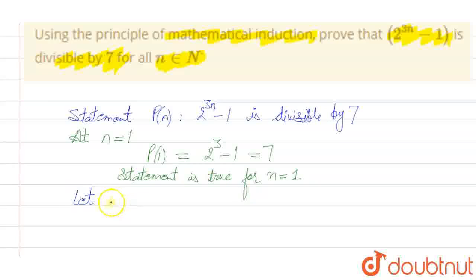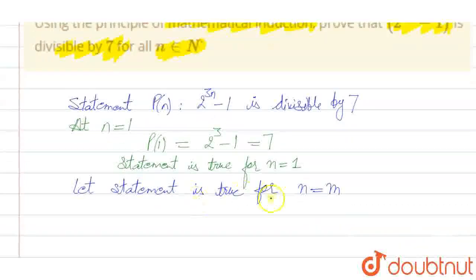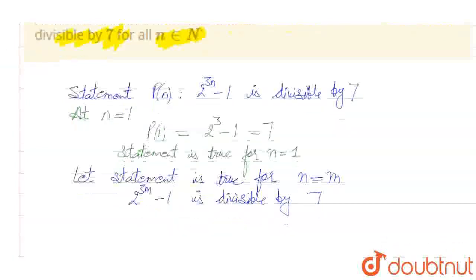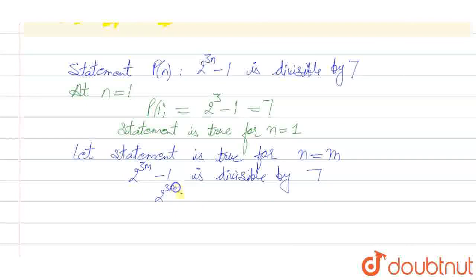we assume that the statement is true for n equal to m. Okay, for n equal to m, we assume that this statement is true. Then we can say that 2 raised to power 3m minus 1 is divisible by 7. Because it is divisible, we can write that 2 raised to power 3m minus 1 is 7 times some number. So let this be equation 1.